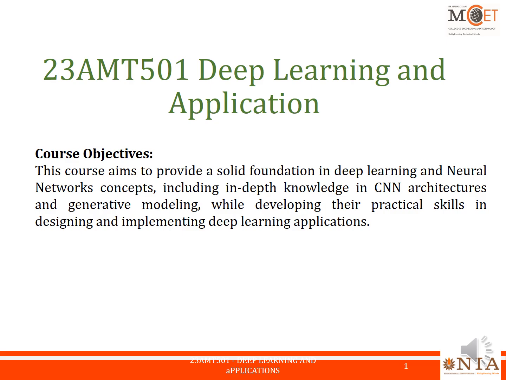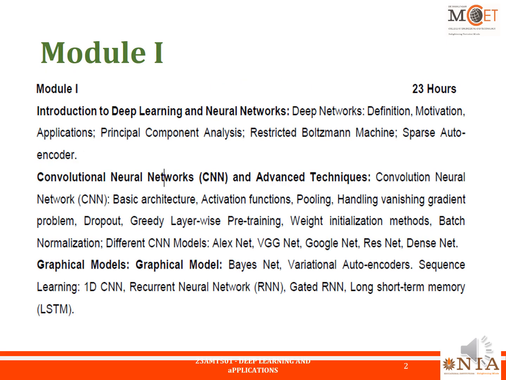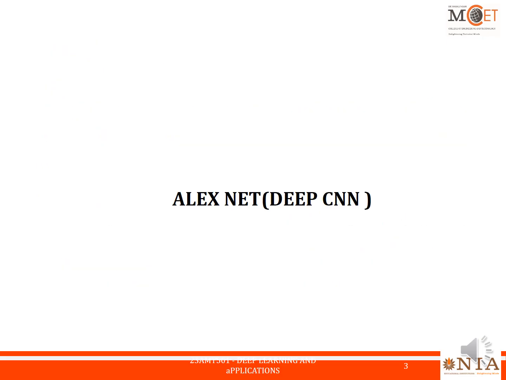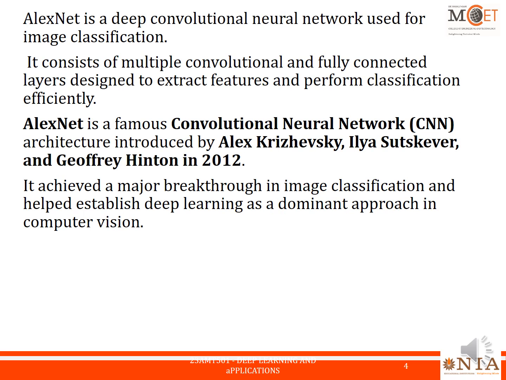Dear all, now we are going to see AlexNet, which is the first CNN model given in your syllabus, module 1. AlexNet comes under deep CNN models. AlexNet is a deep convolutional neural network used for image classification. The main purpose of using AlexNet is image classification.